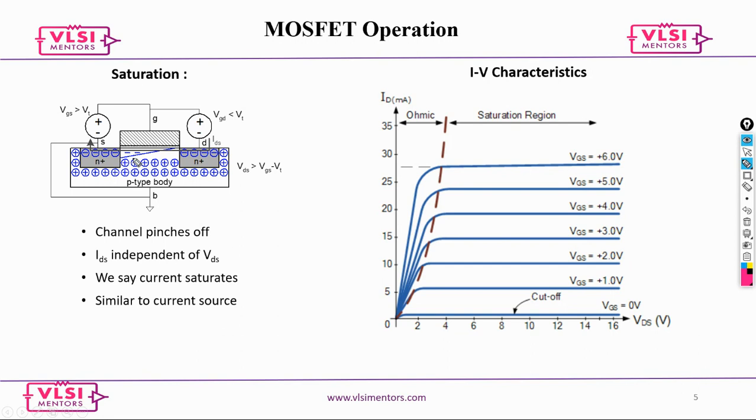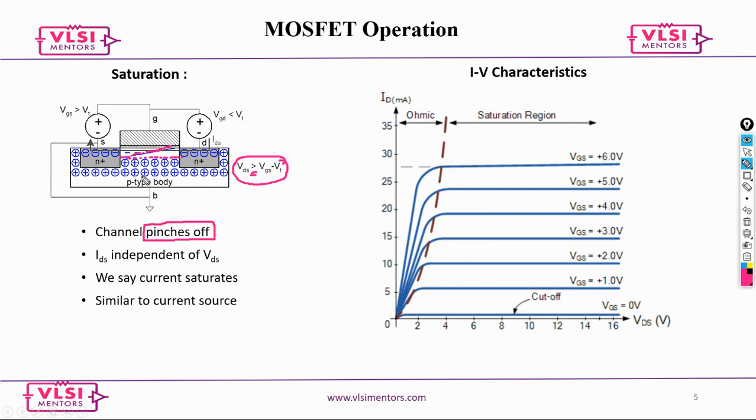Now your channel, which was formed in the past, was like this before. Say the channel was something like this. Now when this condition is met, VDS is greater than VGS minus VT, the channel basically gets pinched off. The channel gets pinched off. It's not broken, we call it pinch off. Remember this word, it's pinch off.